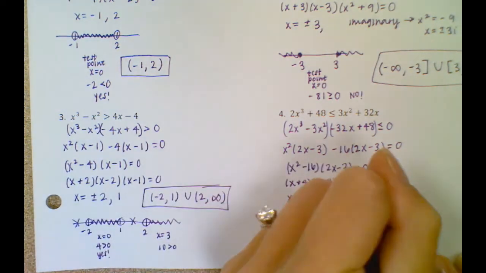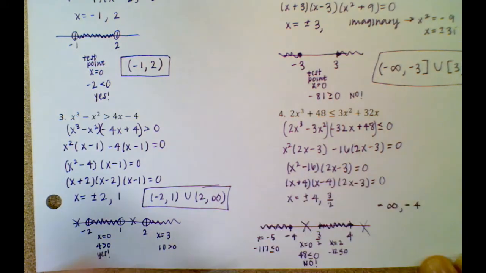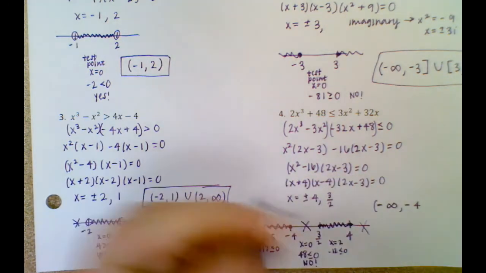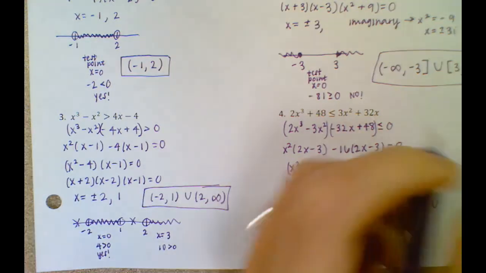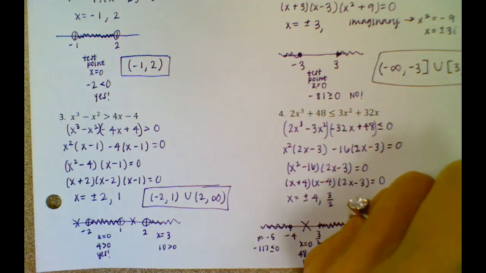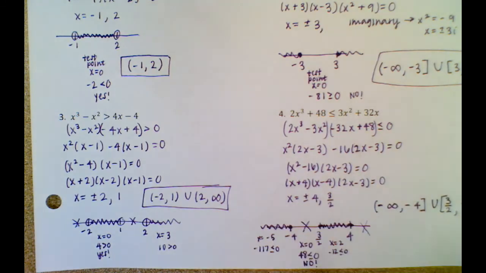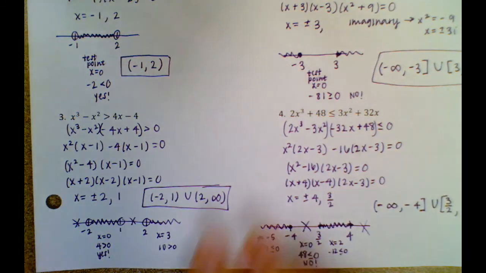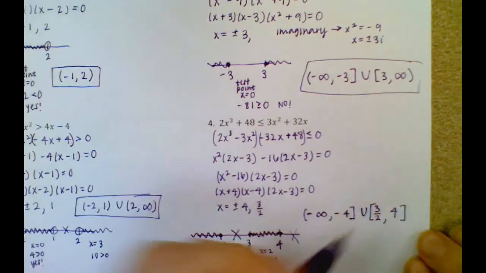So my function exists from -infinity to -4, okay? Parentheses, bracket on the -4 because it can equal it, and it exists from 3 over 2 to 4, and brackets on both of those guys because the function does equal 0 at that point. All right? Oh, whoops, sorry, you guys can't see that right there. That's what your final answer should look like.